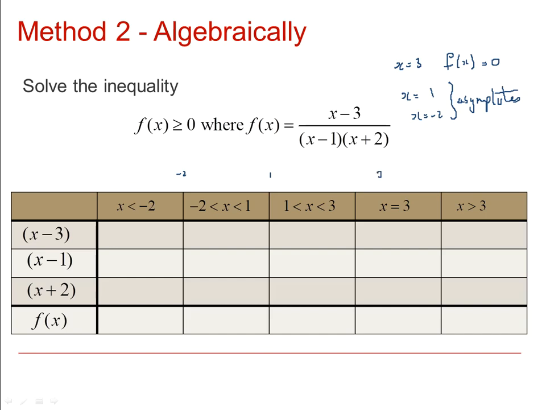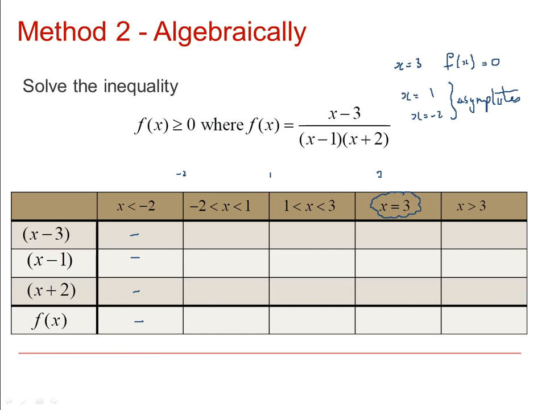Notice there that I've included x equal to 3 because I want also to look at when the function is equal to 0. Now the factors in f of x, x minus 3, x minus 1 and x plus 2, we can decide whether they are positive or negative. So taking first of all below negative 2, then all of these must be negative, and that means that f of x itself is negative.